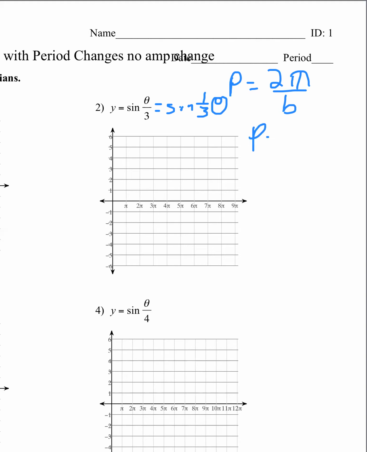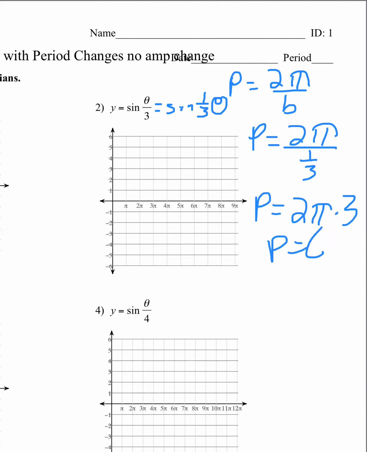So I want to do p equals 2 pi divided by 1/3. What happens when you divide by a fraction? Isn't that the same thing as multiplying by the reciprocal? Keep, change, flip. So I'm really going to do 2 pi times 3. So the period actually comes out to be 6 pi. So that means it's going to take 6 pi for this to complete one cycle.